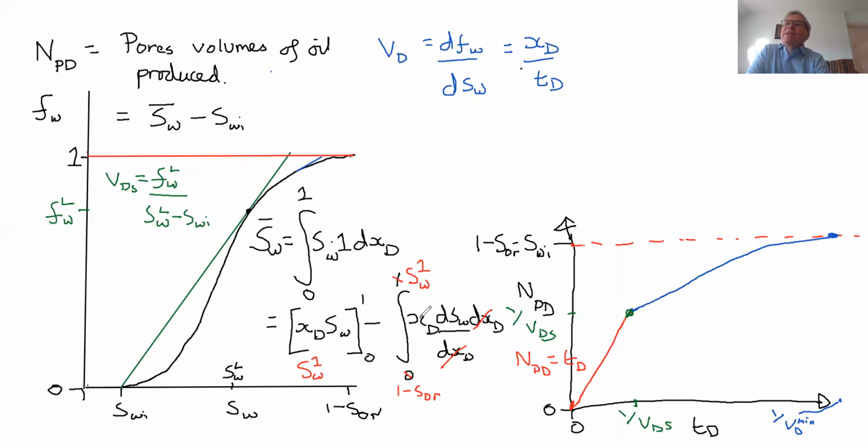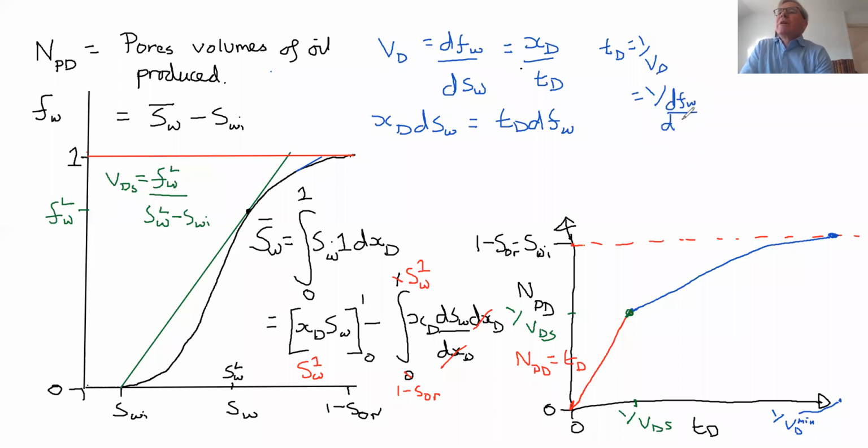So if we look here, we've got an XD dSW, and XD dSW is equal to TD, whatever the dimensionless time is. And we actually know what the dimensionless time is. TD is 1 over VD, which is 1 over dFW by dSW, evaluated at SW1. The rarefaction has got to the production well, and it has a speed dF/dS, so the time is 1 over dFW at SW1. It's a number, not some variable that we have to integrate. It's a given time: click my stopwatch, now what am I seeing? So it's a constant, just something I have to calculate.